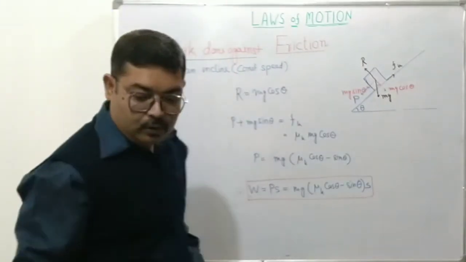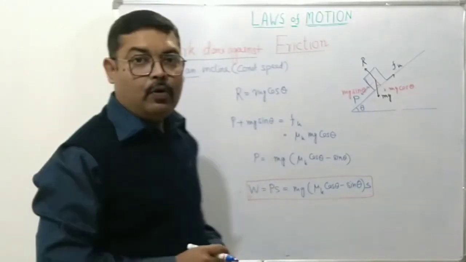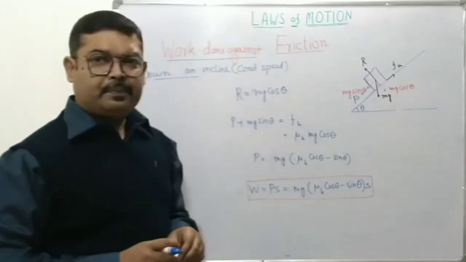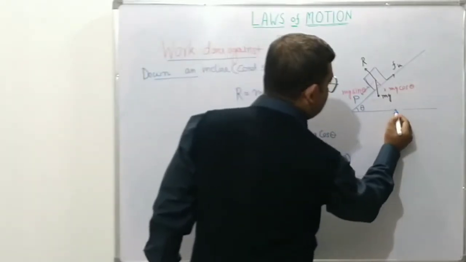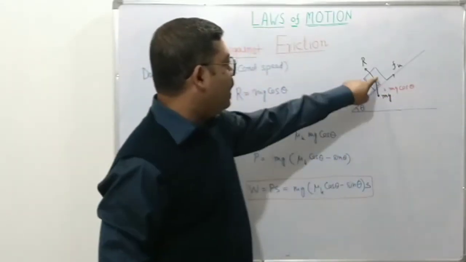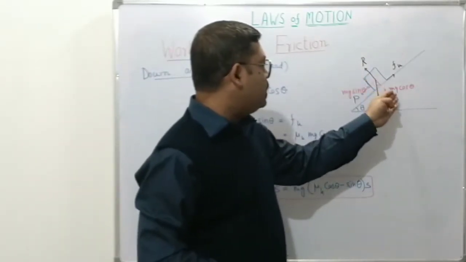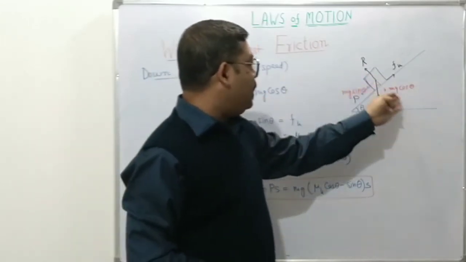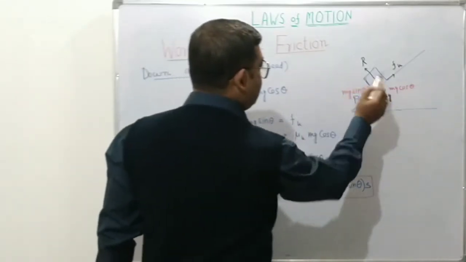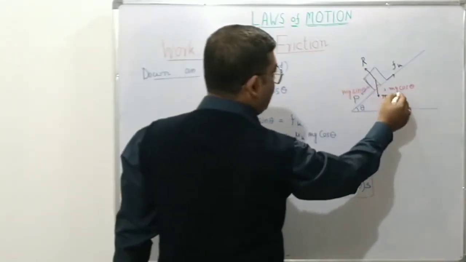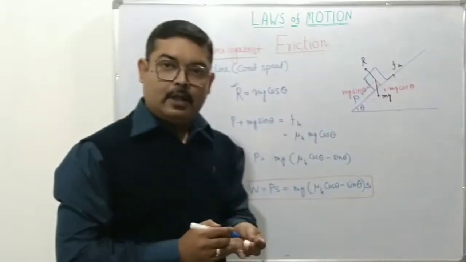Okay, now let's move on to the next topic, that is, when an object moves down an incline, what will be the work done with constant speed. In this case also, we know that there will be two forces: mg acting downwards, and the normal reaction R perpendicular to the plane. If we resolve mg into two components, mg cos theta and mg sin theta, perpendicular to the plane and along the plane respectively, then R must balance mg cos theta. So perpendicular to the plane, the equation R equal to mg cos theta still holds.